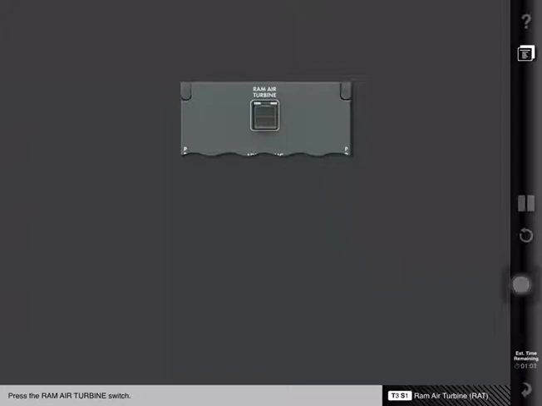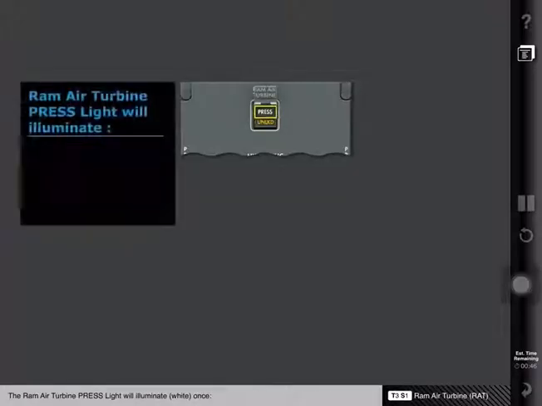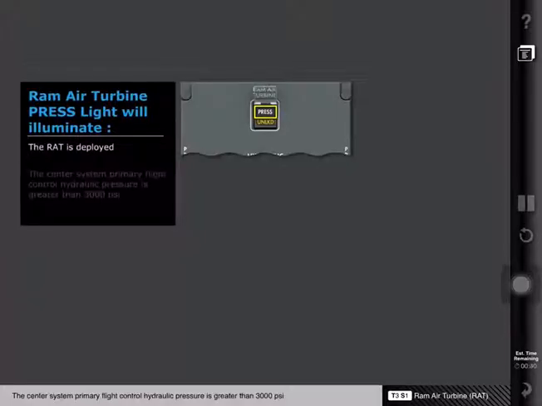Press the ram air turbine switch. After the ram air turbine switch is pressed, the ram air turbine unlocked light illuminates to indicate the RAT is not in the stowed position. The ram air turbine pressure light will illuminate once the RAT is deployed and the center system primary flight control hydraulic pressure is greater than 3,000 psi.